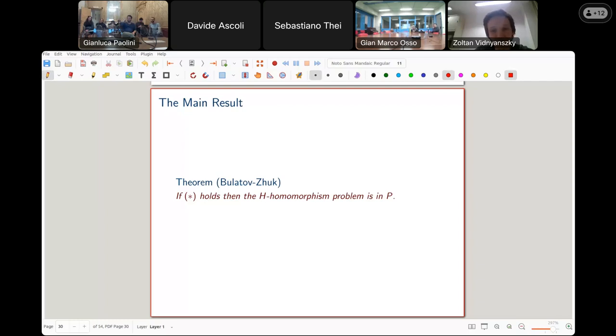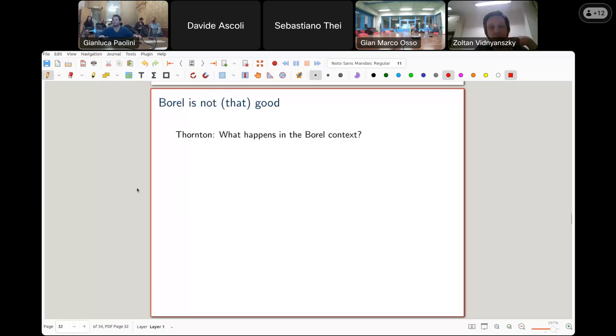Okay, now let me say a couple of words about the Borel question, which turned out to be not the right infinitary generalization. Zoltan, there's a question from Matteo in the chat. He says that Nešetřil and Hell had a theorem dividing the homomorphism problem into two classes. How do these two theorems compare? Well, this is much, much stronger. It is a very strong generalization of Hell–Nešetřil.